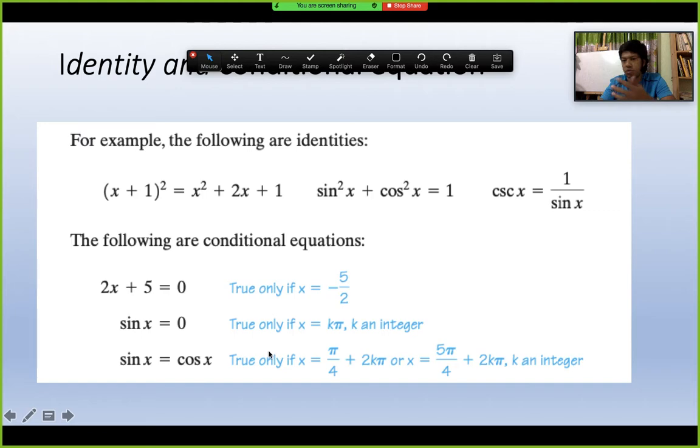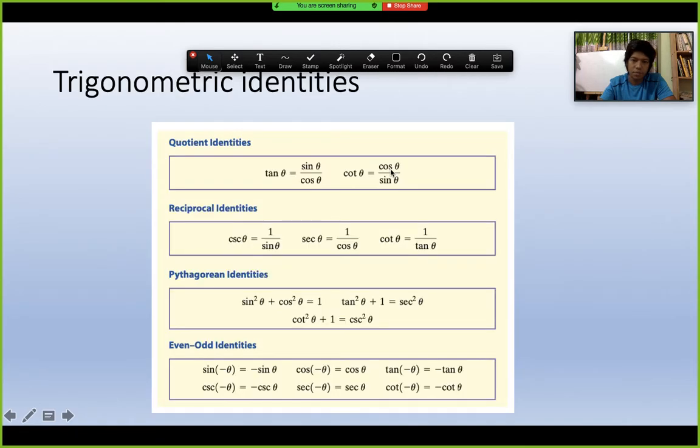Because sin 45 degree is 1 by root 2 or root 2 by 2, and cos 45 degree is root 2 by 2. That means at 45 degree their values are same, but sin 30 and cos 30 are not same. So for some specific value, these are true. So these are the conditional equations because these are correct for some specific value, not everywhere. These are identities because they are correct for every value. These are the trigonometric identities.